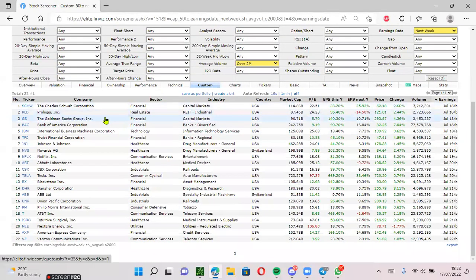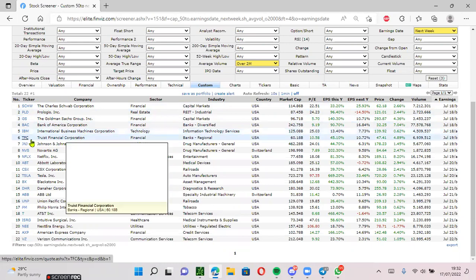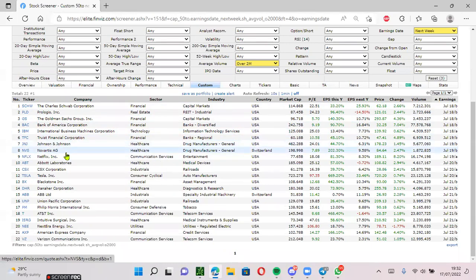So if you see Charles Schwab, Goldman Sachs, Bank of America, IBM is having on Monday, and Johnson and Johnson, Novartis, Netflix earnings on July 19th after market close, and Tesla is on July 20th after hours, and what else? AT&T, Verizon, and these are the major companies which are reporting.